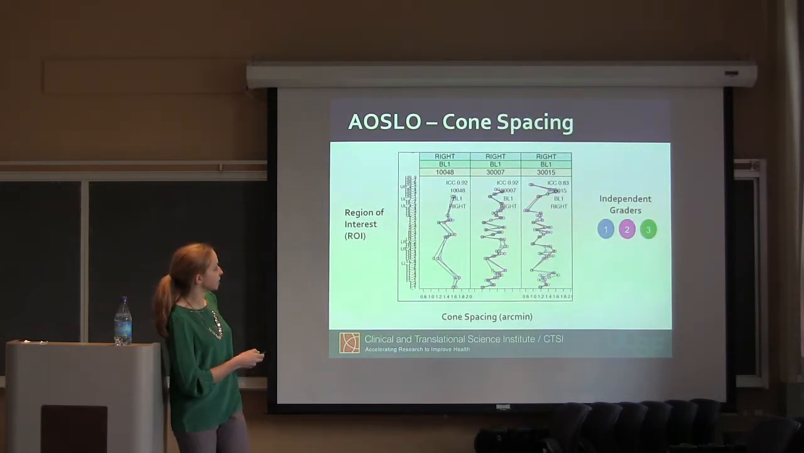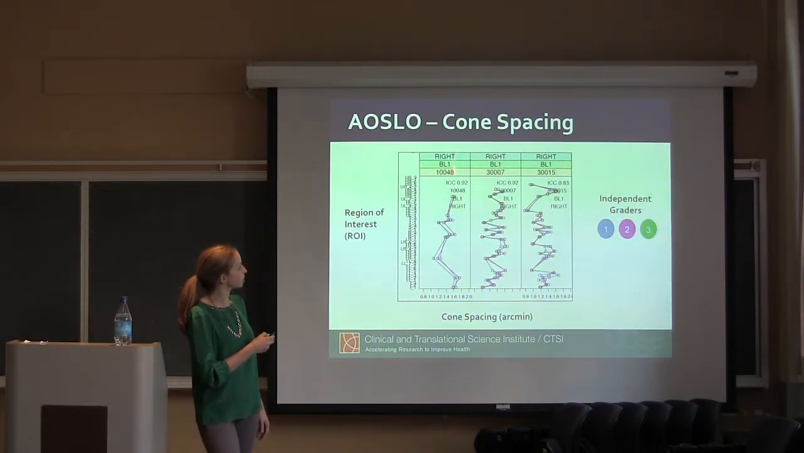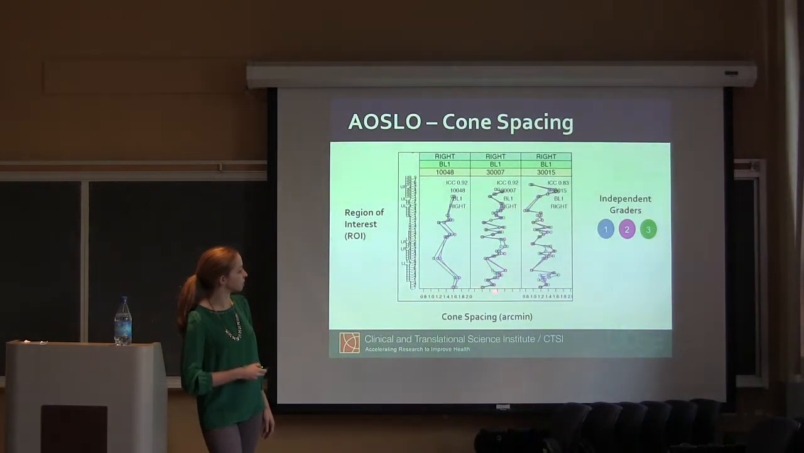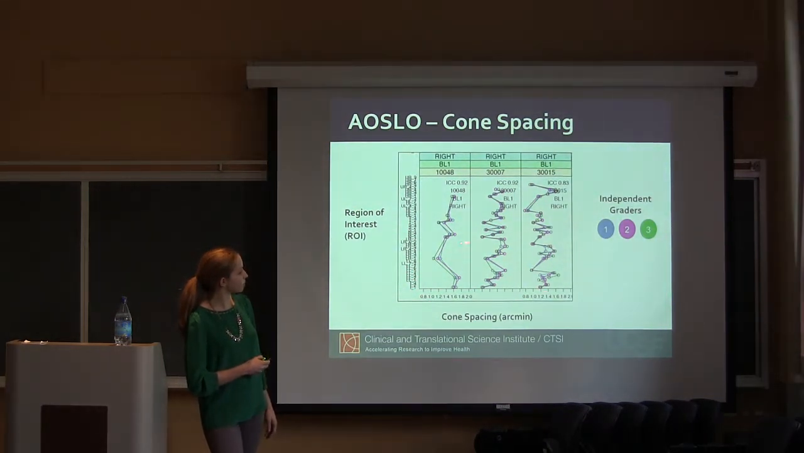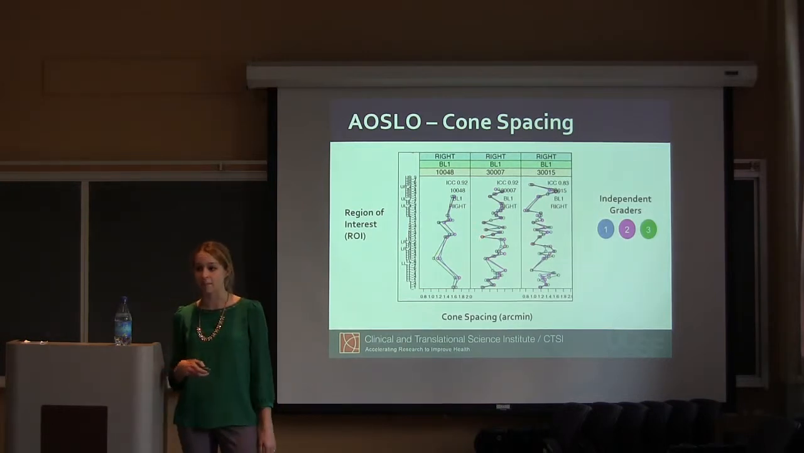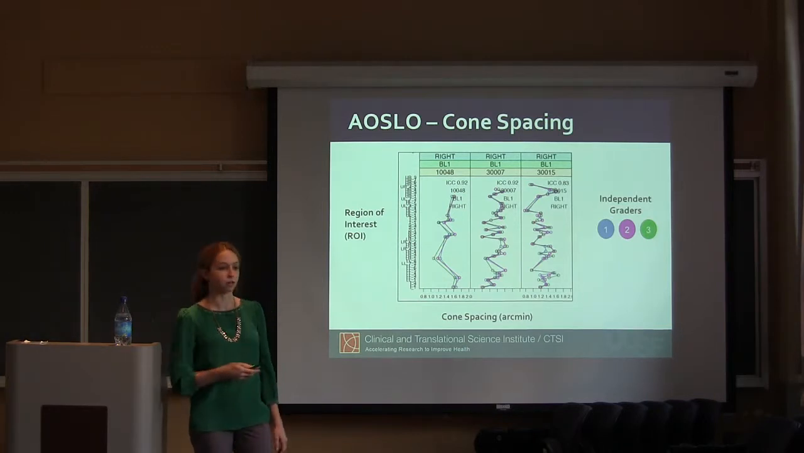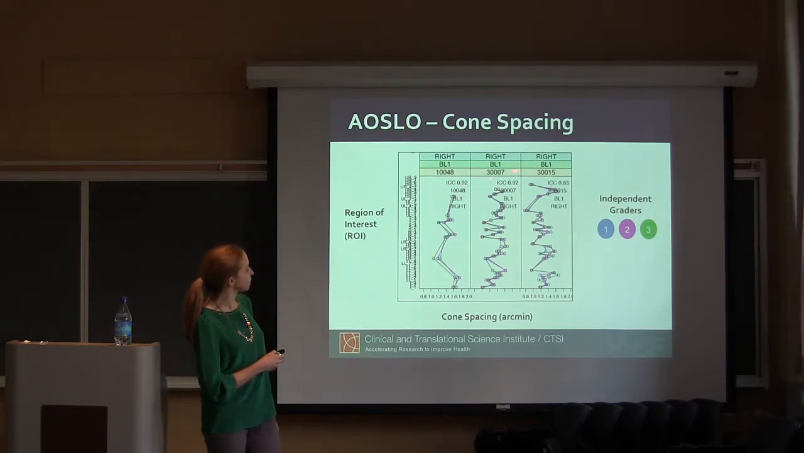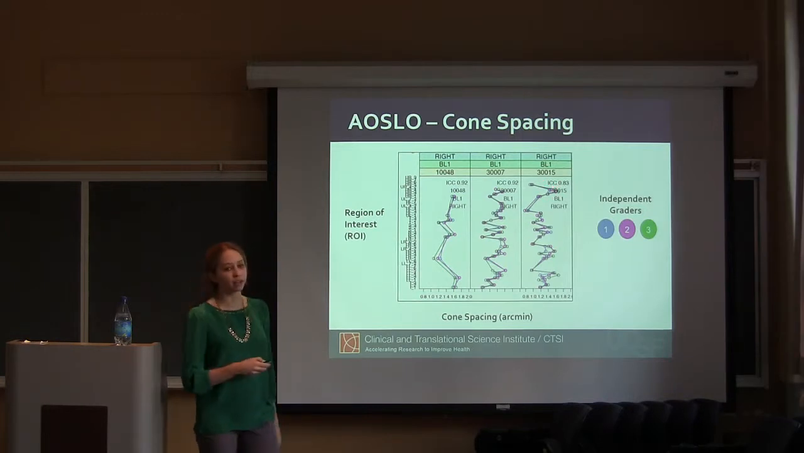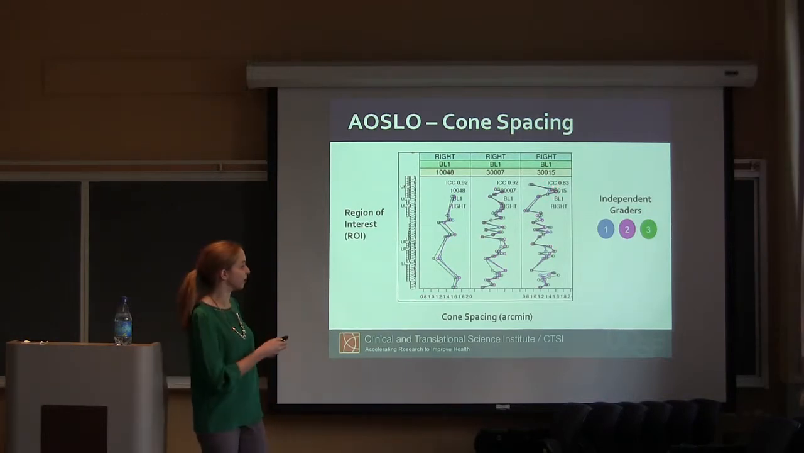And you can see these are some examples. This is one subject, another, and another. These are all the regions of interest here, and then the cone spacing. So you can see for some regions of interest, all 3 graders essentially calculated the same cone spacing, so it's very reassuring. You can see for other regions, there is a difference in how people interpreted the image. And up here, the ICC ranges from 0 to 1, with 1 being perfect agreement. So, for these particular examples, that's not bad to have above a 0.9 or a 0.85.